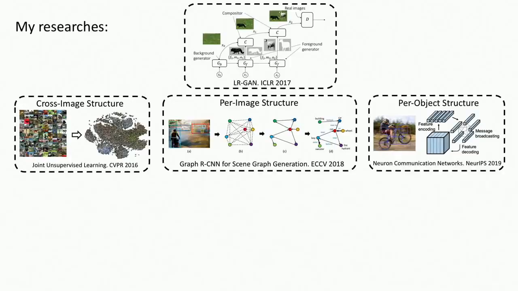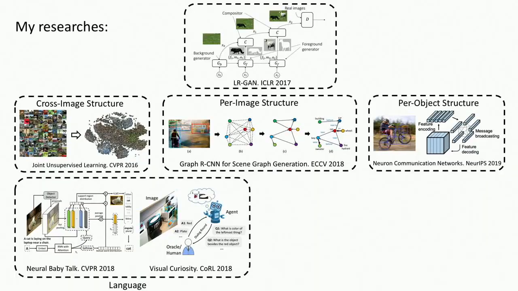Based on the in-image structure motivation, we further introduced a model called LR-GAN to learn to generate an image layer by layer. We first generate the background, and then we generate the foreground objects one by one. Finally, we model the relationship between foreground objects so that the whole image layout will be reasonable enough. On the other hand, we also want to model the interaction between the visual system and the human through language.